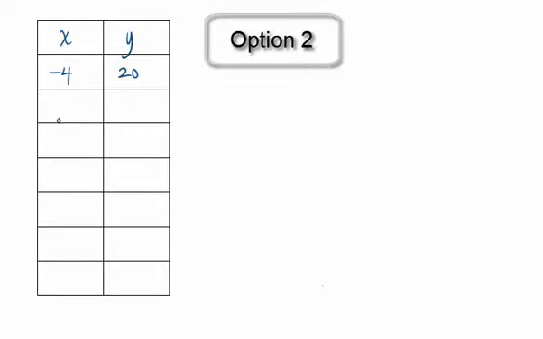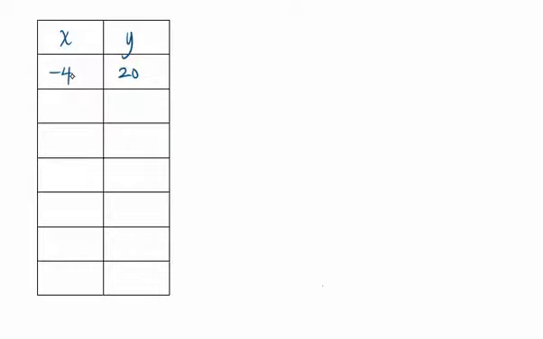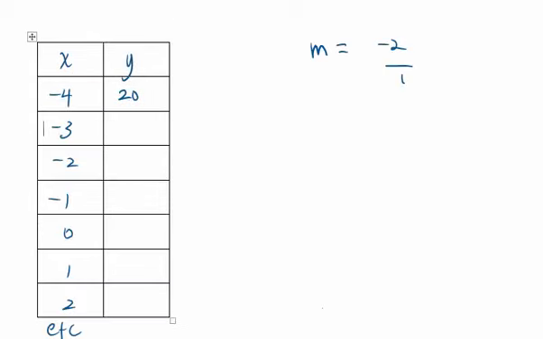Well, another option is to fill in a more complete table and just kind of pick out the entries that are needed. And so I start at negative 4 and I increase by 1 every time. And because our slope is negative 2, I know that as x increases by 1, y decreases by 2. So from 20, I'll subtract 2. And so I get 18, 16, just continue subtracting 2, 14.